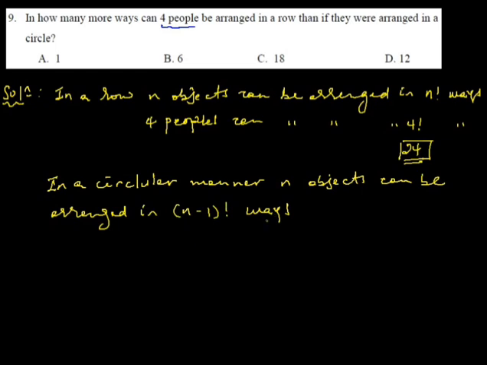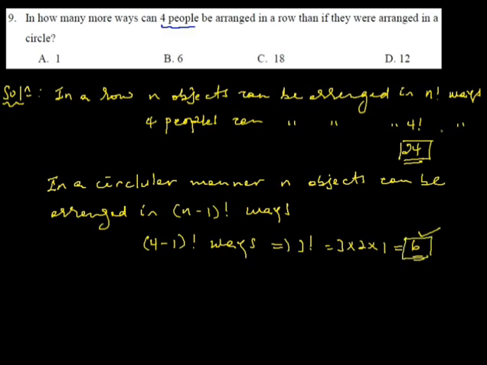Okay, for example, if we want to arrange 4 people in a circular manner, 4 people can be arranged in 4 minus 1 factorial ways. 4 minus 1 factorial means 3 factorial. 3 factorial means 3 times 2 times 1, which is 6. So 4 people can be arranged in a circular manner in 6 different ways.